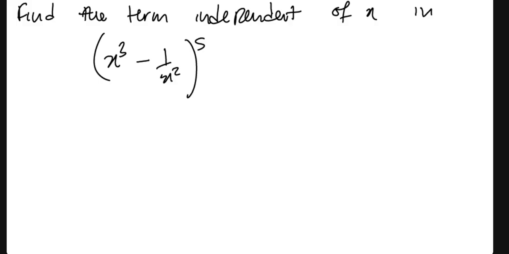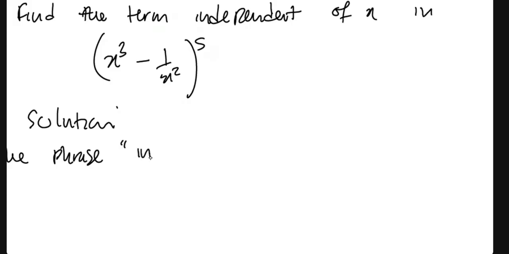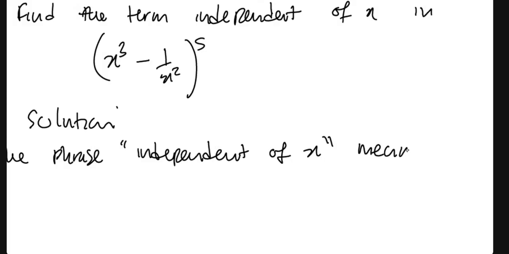So solution. I'll start first by explaining what the independent term of x is. So the phrase independent of x means the term with no x variable.